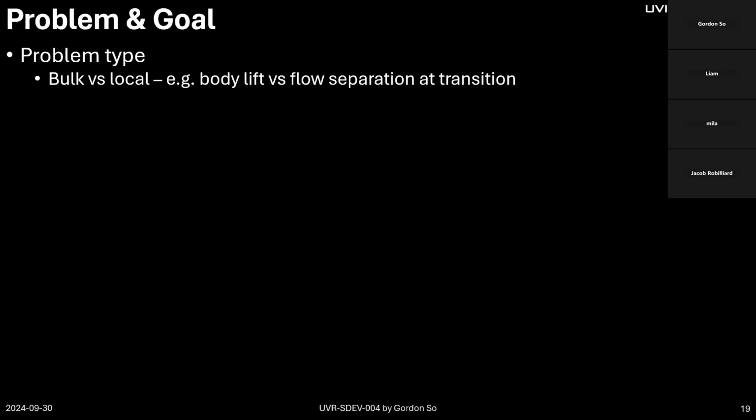So problem type. This is very different because instead of a bulk analysis, you're interested in the overall picture, a high level. One of the best examples is the body lift of the rocket. But if you look into a local problem, maybe you want to see if flow is trapped in certain areas, which is sometimes really popular in FSAE because you want to see if your flow separates. So that's one of the problem types.